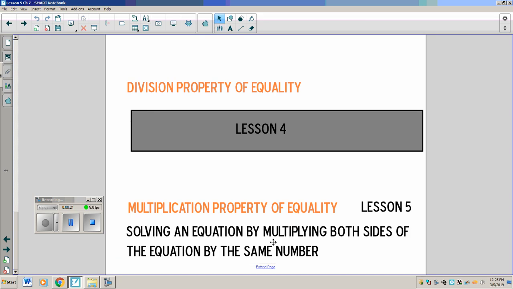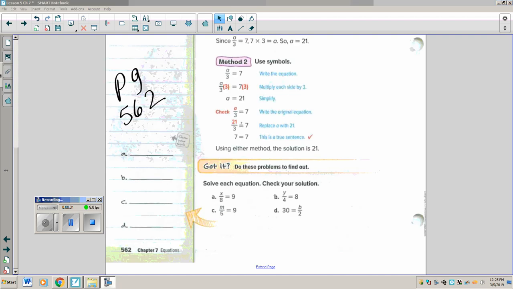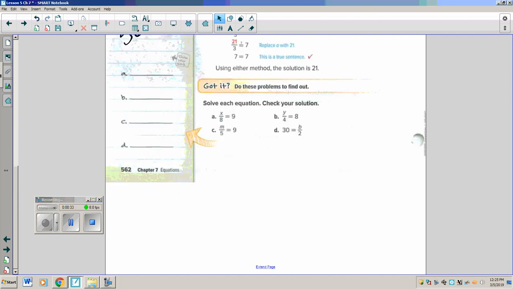Solving an equation by multiplying both sides of the equation by the same number. Hopefully you're seeing the patterns with all the properties for the 4 operations. Get that copied down. Starting on page 562 in your books. 562.